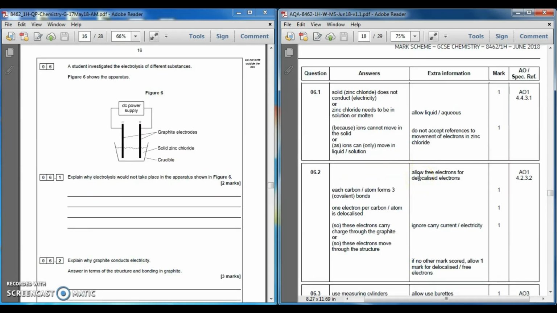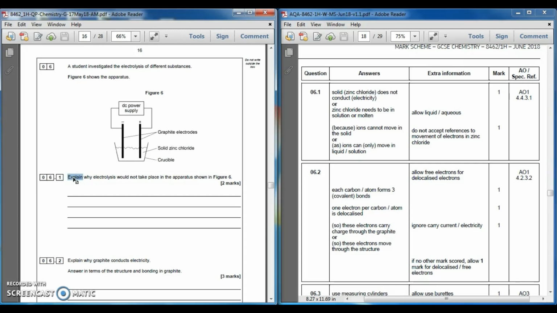I thought this would be an easier one to do, but actually I think people found this quite difficult. So the key thing that you're looking at here, it says it's solid zinc chloride in the picture. So first thing that we've got an issue with, solid zinc chloride does not conduct electricity. And then it says explain. That's the second mark people were missing.